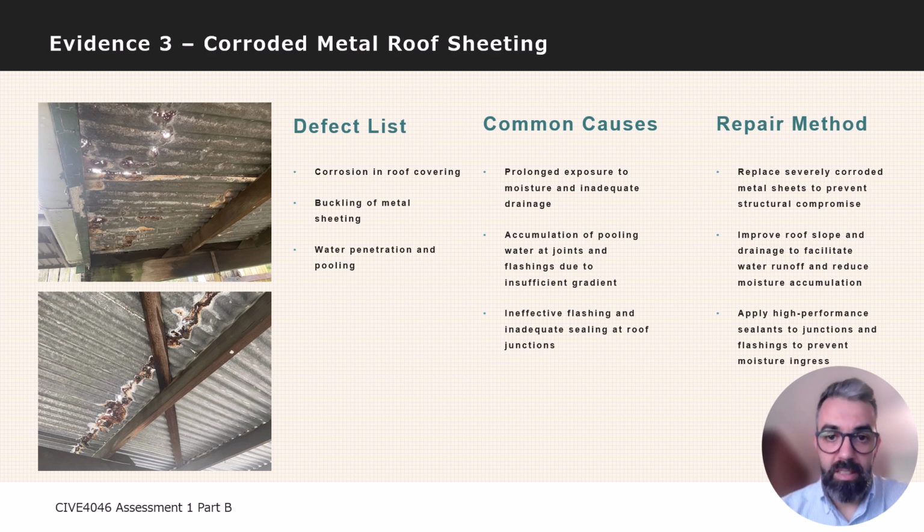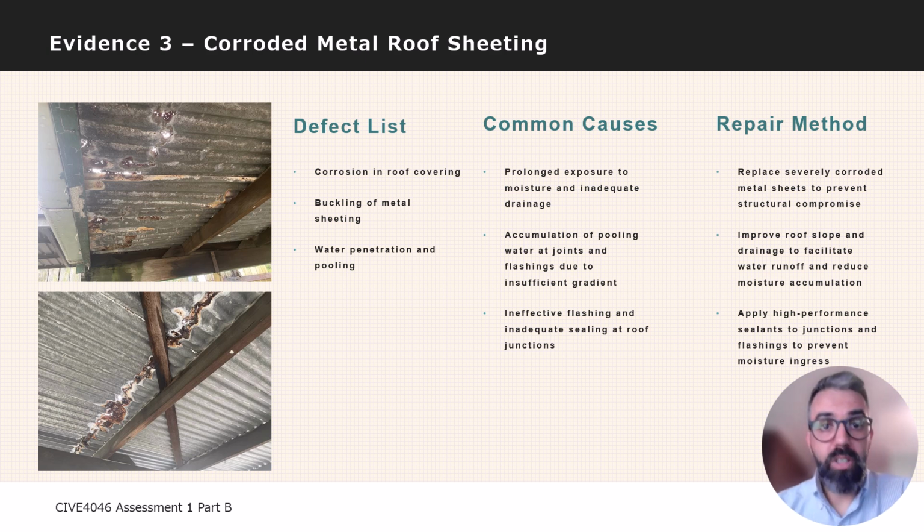The failure mode is characterized by the formation of localized rust spots, which can progressively expand, compromising the structural integrity of the roof coverings. Additionally, inadequate drainage has exacerbated moisture accumulation, leading to increased risk of structural deflection and further corrosion.